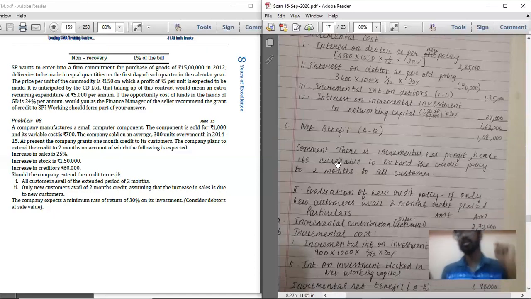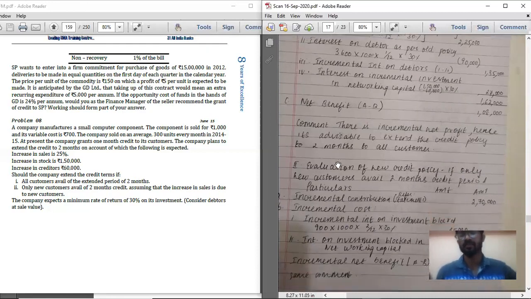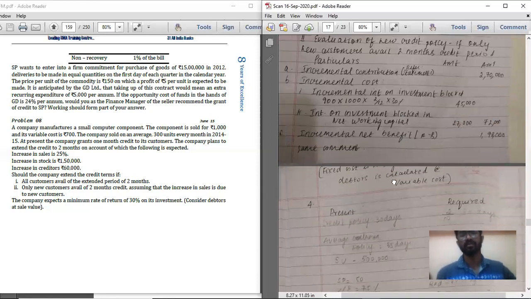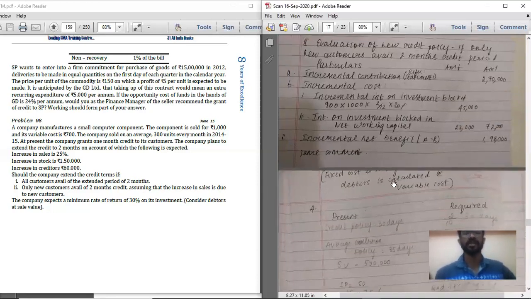So comment. Below that record the comment. There is incremental net benefit, hence it is advisable to extend the credit policy to 2 months to all customers. So situation 1 is over.